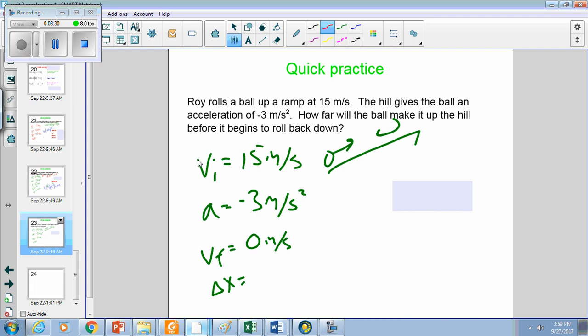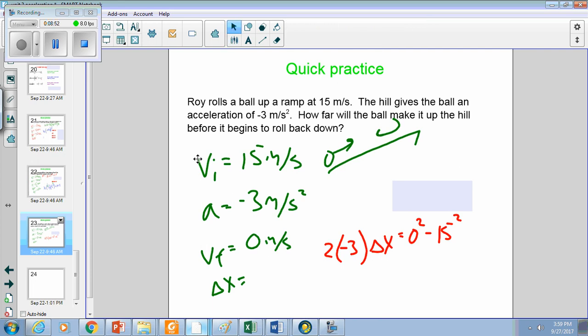So, last equation was 2 times negative 3 delta x equals velocity final squared, so 0 squared, minus 15 squared. Now, one other thing I'd like to point out about when you're using this equation is if your velocity initial is negative, so let's say it's a negative 15 instead of a positive 15, you want to take the square first. Order of operations says you take the square first. And calculators are dumb, and you're not.